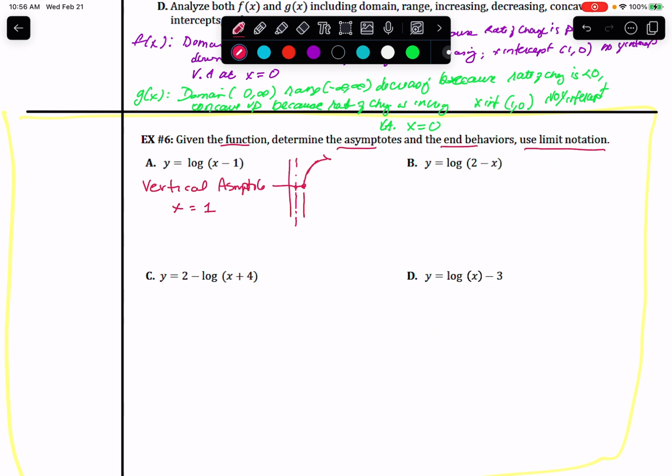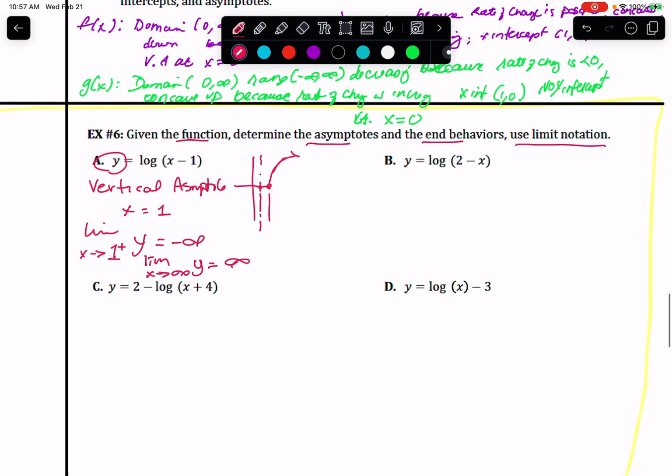Now, the end behavior, you can just look at it. The limit as x goes to, now it's not approaching 0 anymore, it's approaching 1 from the right, of y. I guess we have to use y because they used y as the function letter. So y is equal to negative infinity. And the limit as x goes to positive infinity of y is positive infinity. All right, let's sketch this one.